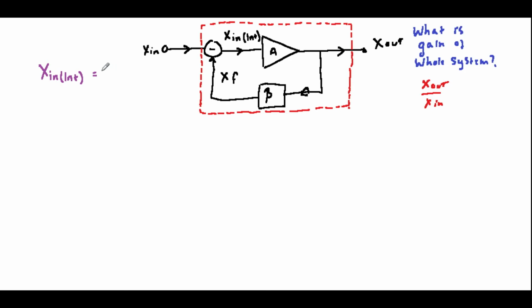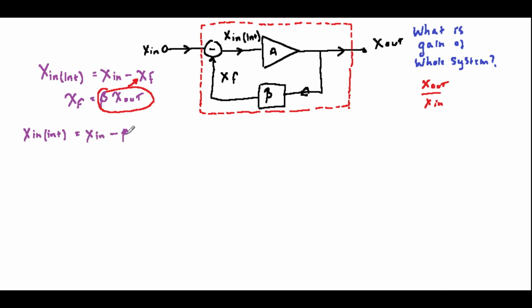This then is the input signal minus the feedback signal. X in (int) equals X in minus XF. But XF is beta times X out. We'll substitute this into the first equation instead of XF. But the output signal X out is the internal signal amplified by A. Let's substitute this into the last equation.